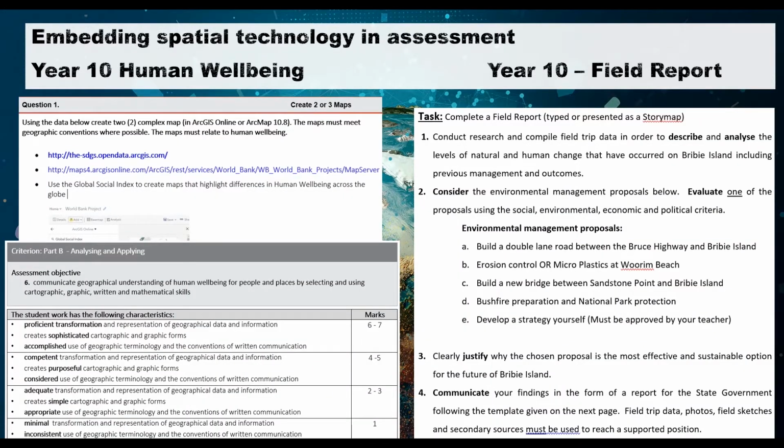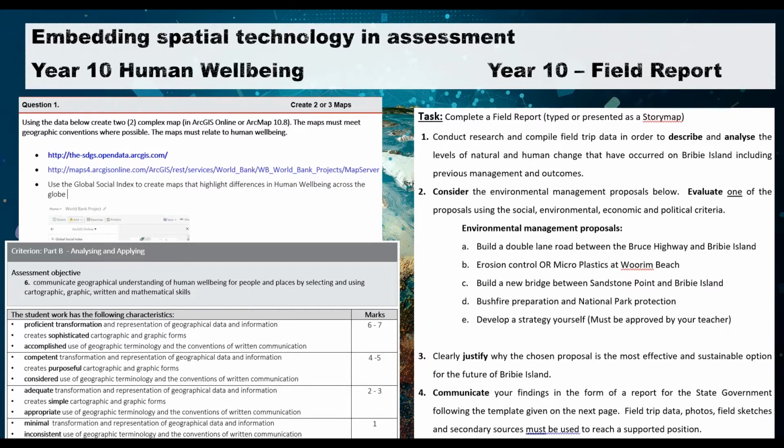I embed spatial technologies into my assessment in Year 10. We went to Bribie Island last year as our field trip, and went to Warren Beach, and we looked at Bruce Highway, plastics on Warren Beach, building a new bridge. So I try and get the future engineers into my classes in senior geography. Unfortunately, this year I only got one in, but we've got 22 students moving from Year 10 to Year 11 senior geography. And last year we also had 22 students taking senior geography.